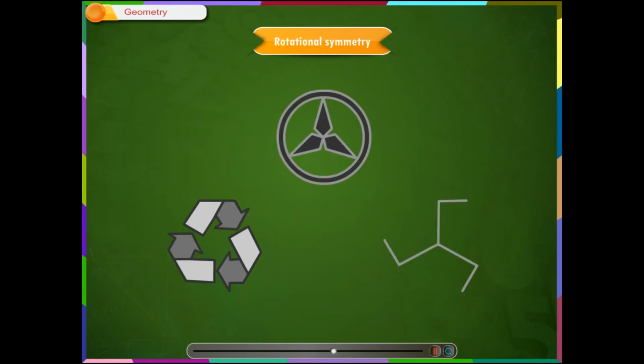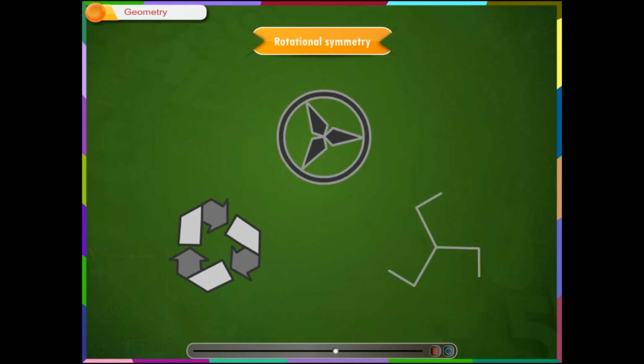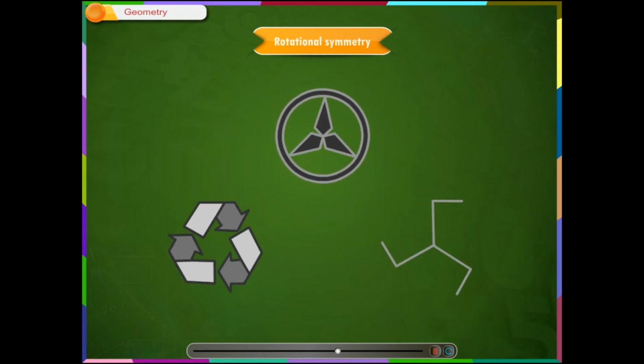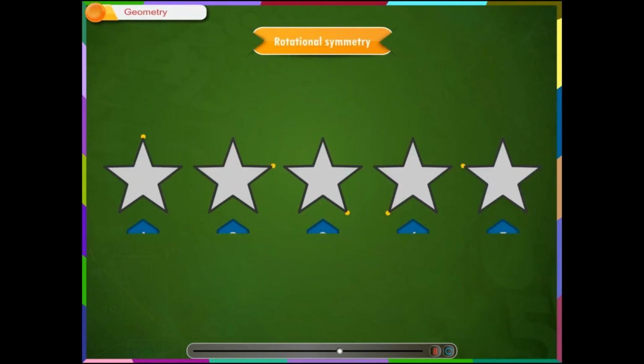These are some of the figures which have rotational symmetry of order 3. These are some of the figures which have rotational symmetry of order 5.